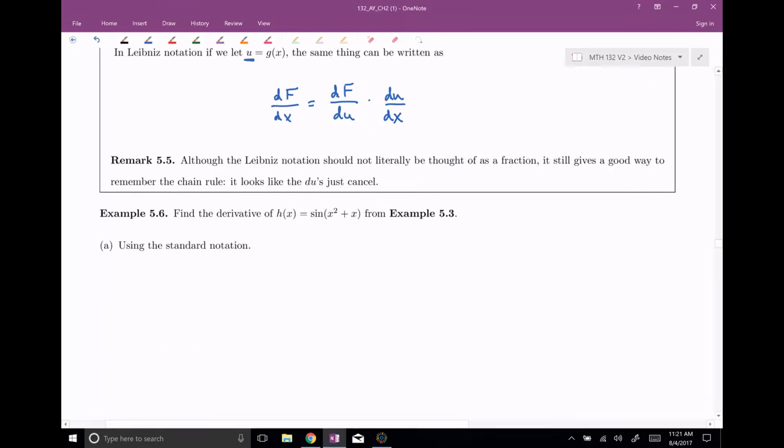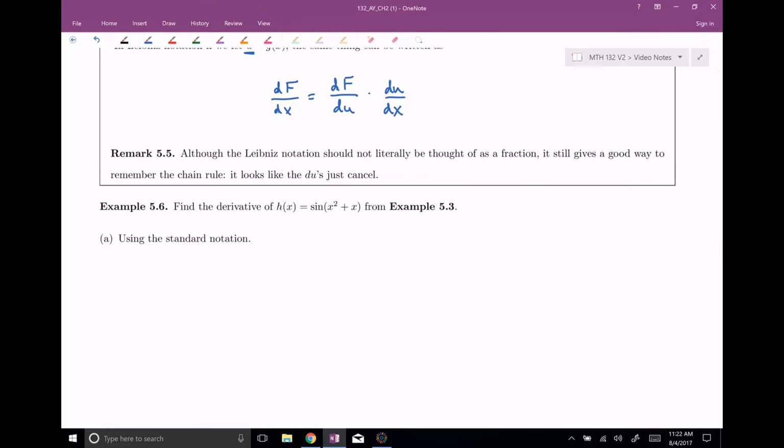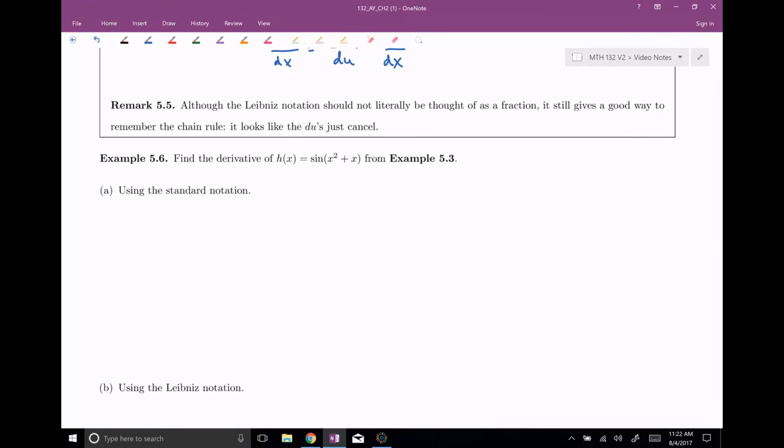All right, so I want to go back to our good old function that we did in example 5.3, and I would like to take the derivative of this using my standard notation. So we've already decided that the outside function was sine, and the inside function was x squared plus x. And that was from example 5.3.